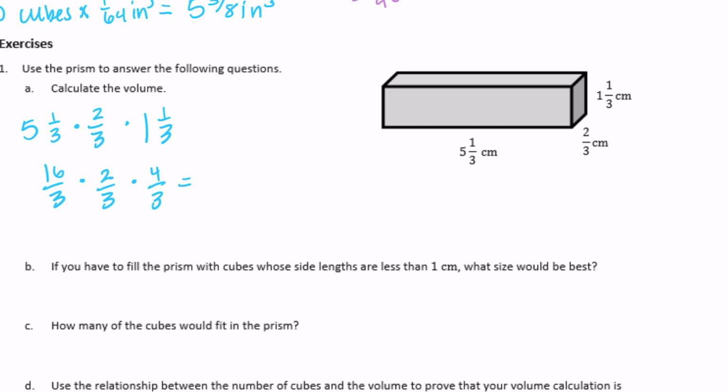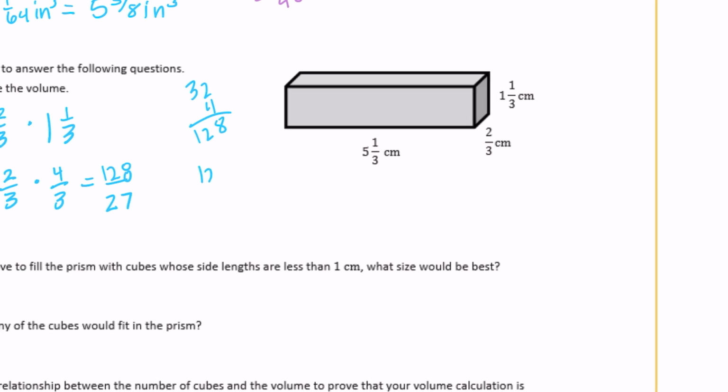So now we can multiply. 3 times 3 times 3 is 27. 16 times 2 is 32. And 32 times 4 is 128. So we get 128/27ths. But let's make that into a mixed number.